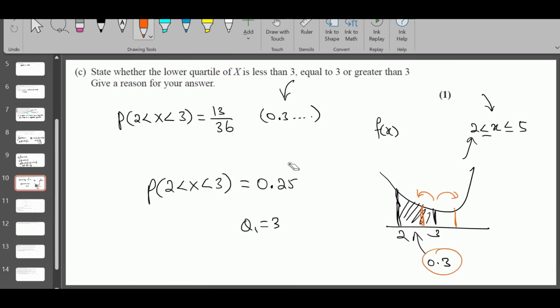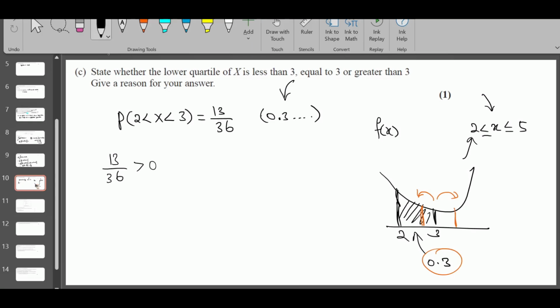So you need to write it clearly here. 13 over 36 is bigger than 0.25, therefore Q1 is less than 3. Hope you understand this part.